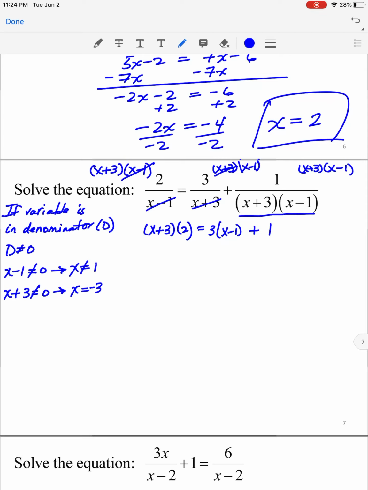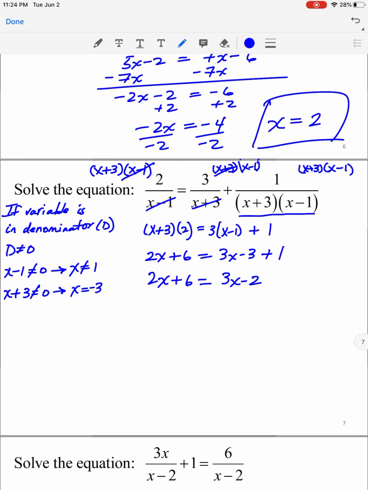plus 1. All right, so now that we've simplified that, we distribute and go through the distribution. We have 2x plus 6 equal to 3x minus 3 plus 1. Combine like terms and simplify. We have 2x plus 6 equal 3x minus 2.